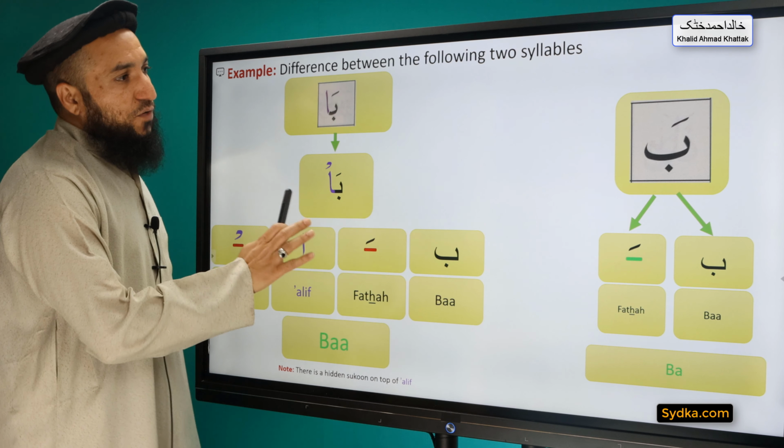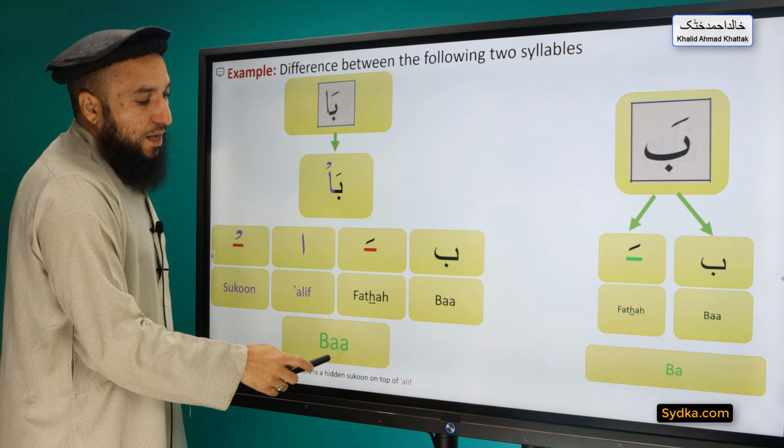So we need to know the difference between when a letter has fatha only and a letter which has fatha and is followed by alif sukoon. So this is short vowel and this is long vowel. We prolong this for one count and we prolong this for two counts. So that would be ba fatha ba, and this is ba fatha alif sukoon ba, two counts.